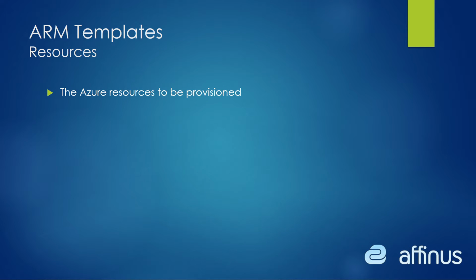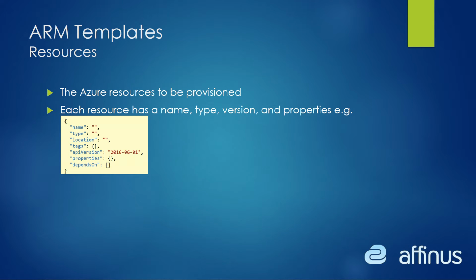Resources in an ARM template are the actual resources that you want to deploy, so the ones that you want the ARM engine to provision for you. Each resource has a name, a type, a location, a version, and properties. For example, in what we see below, name of the resource we want to create, the type of resource, which is based upon a provider. We'll be covering this in the next slide. The location for the resource. Remember, this doesn't have to be the same as the resource group location, but the recommendation is that it is.